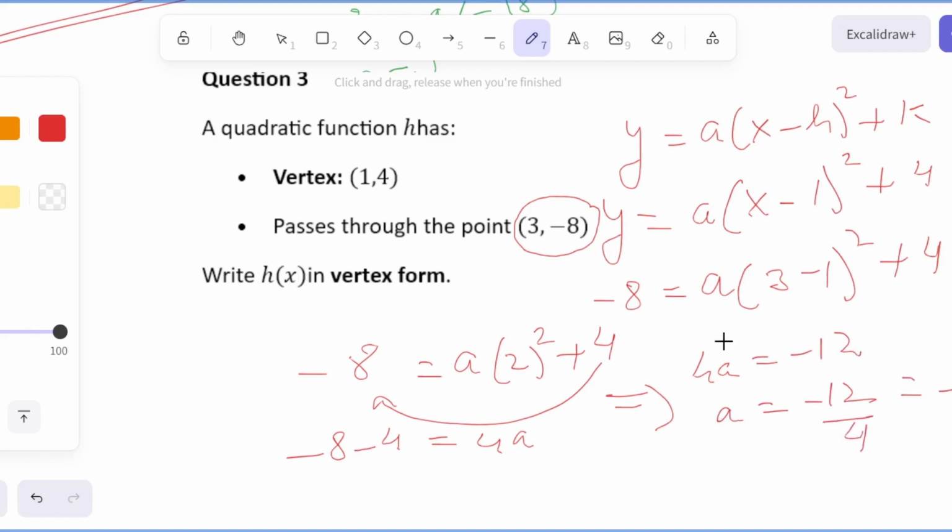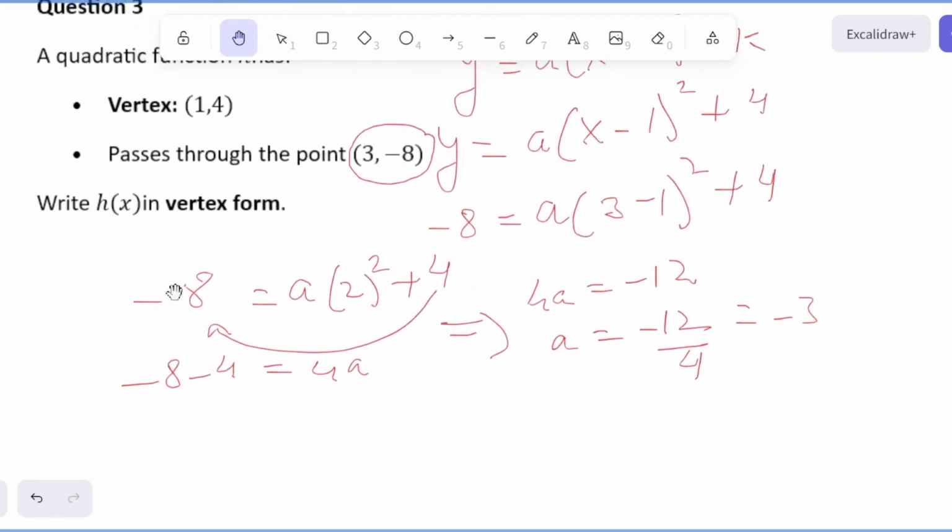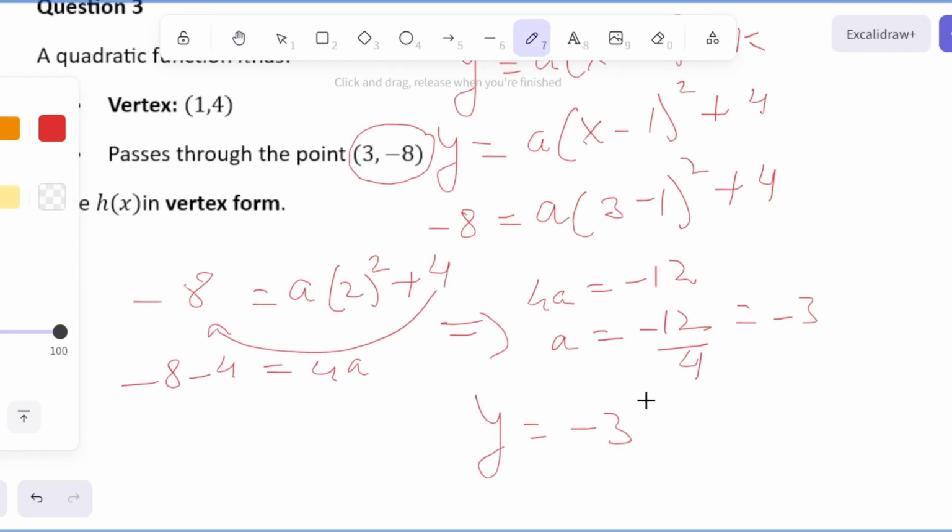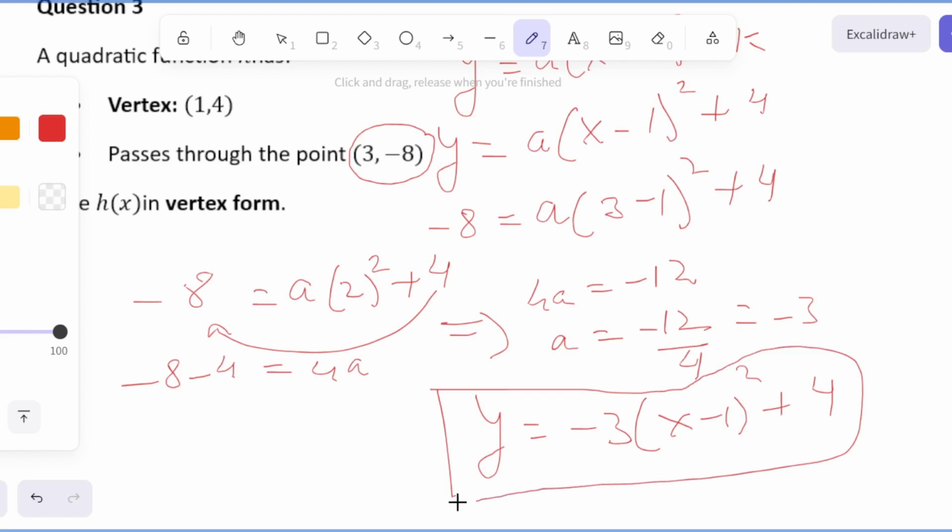That means this is a downward facing parabola, right? So I'll just take it a little up. So the final equation of the parabola in the vertex form will be y equal to -3 times x minus 1 square plus 4. This is the vertex form of this parabola.